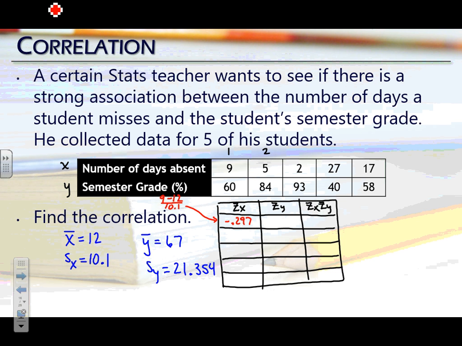Okay. So everyone calculate their Z-score. Make sure you're using the correct X or Y. So if you were an X value, use the X bar and SX. If you were Y values, Y bar and SY.